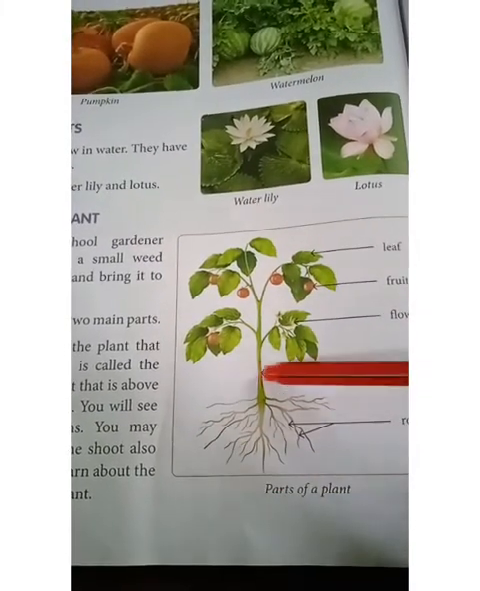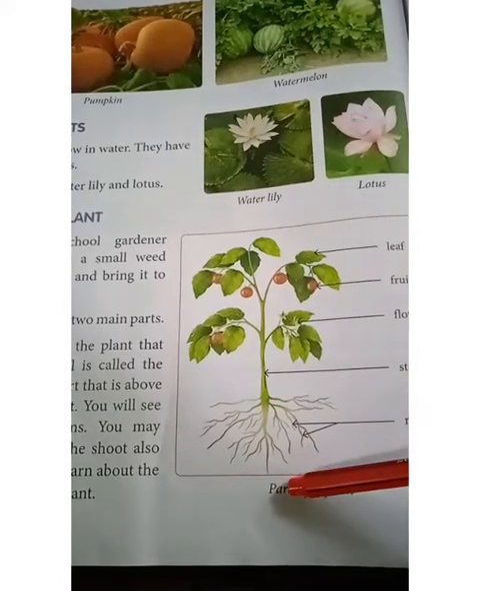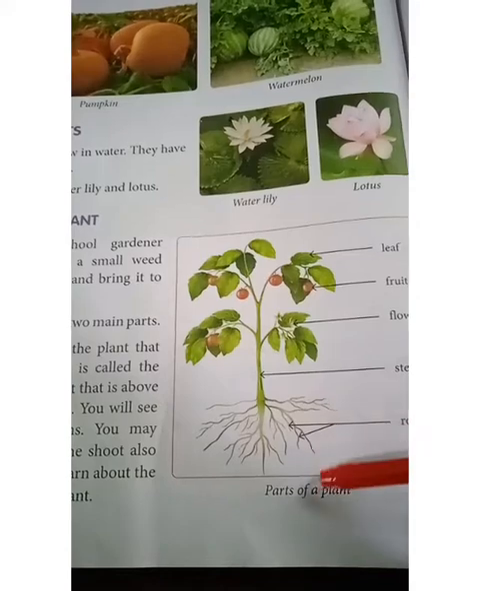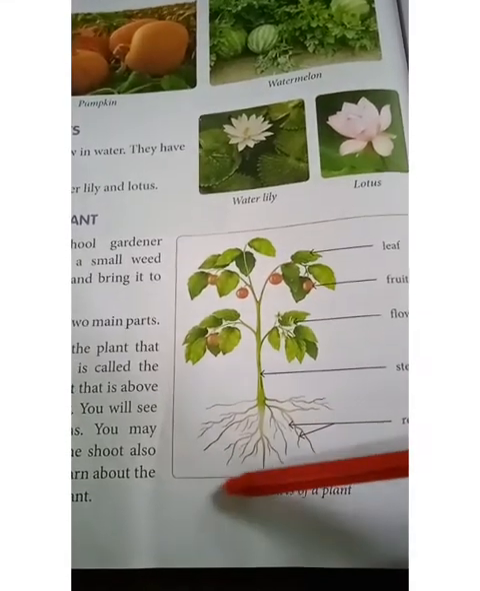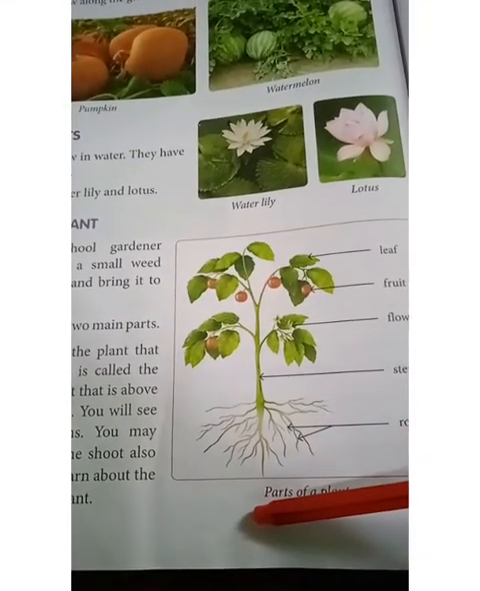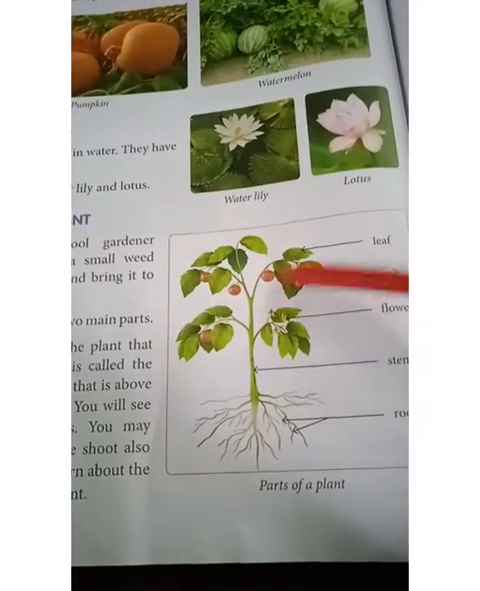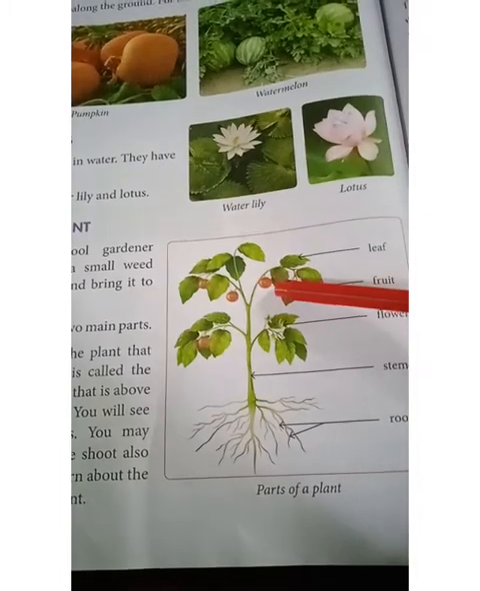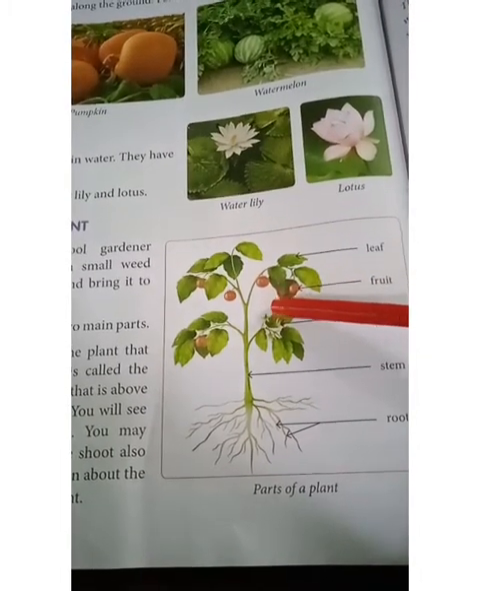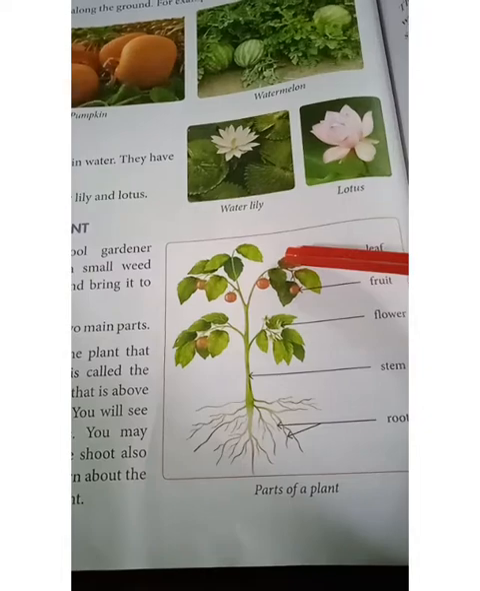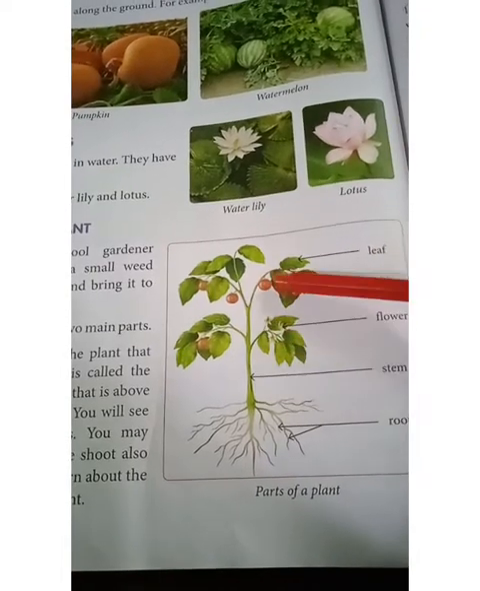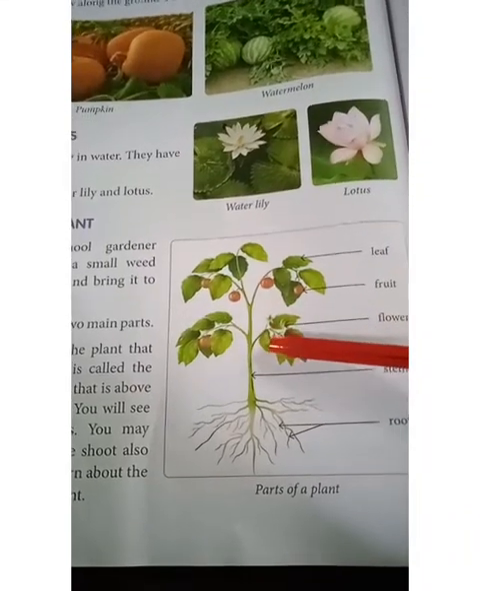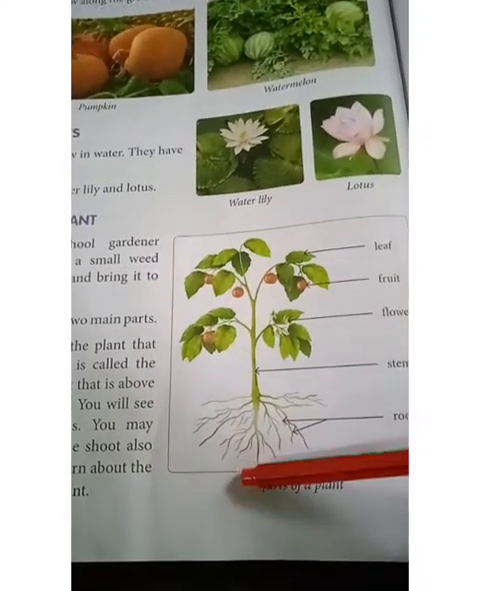The lower part of the plant that is inside the soil is called the root. The upper part of the plant, above the soil, is called the shoot.